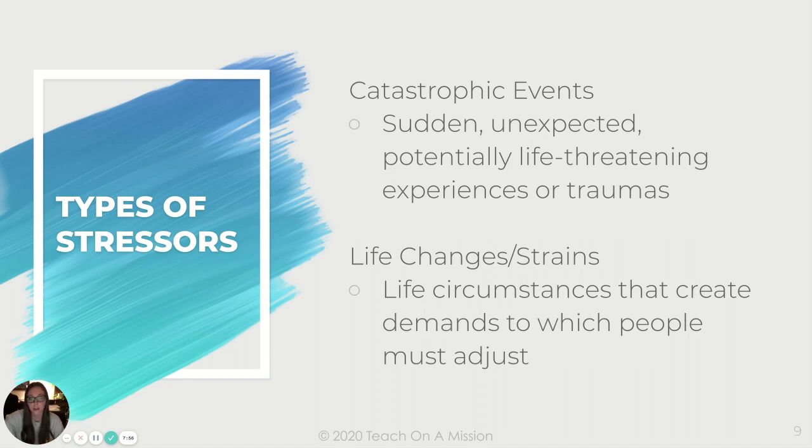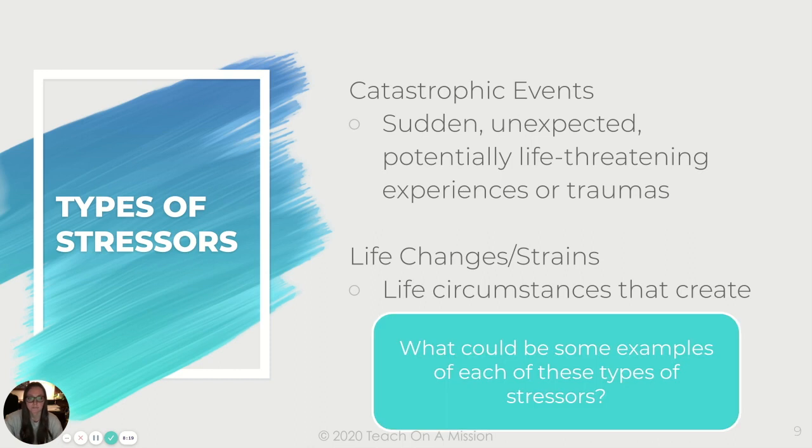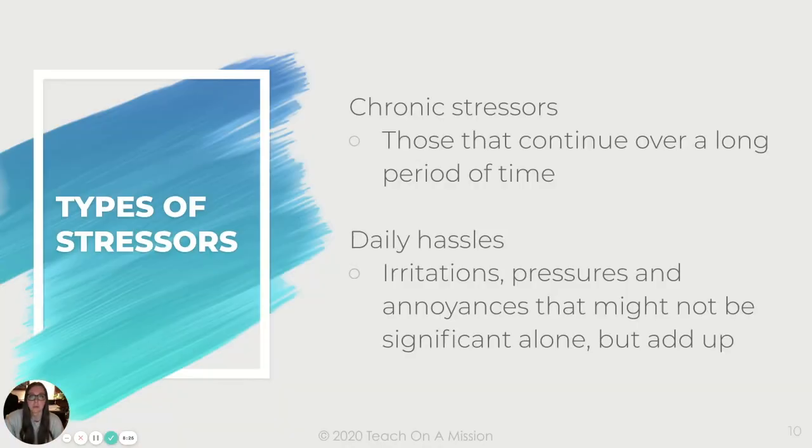Life changes or strains. This could just be a circumstance that creates demand to which people must adjust. So maybe your parents get a divorce and you now have to navigate that, or you break up with your significant other that you've been dating for a long time and that causes a life change. Or maybe it's just moving from high school to college. That's a life change. That could be a strain, anything like that. So, I'll have you list some more examples when we meet together.